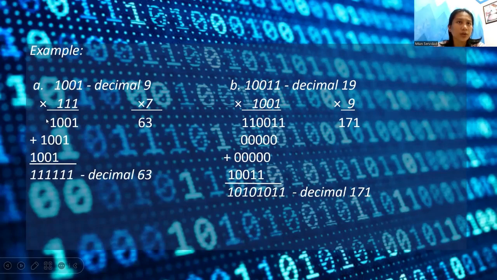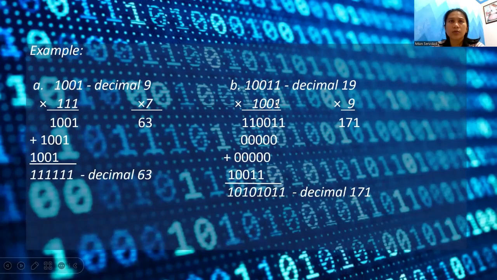1 is equal to 1, so 1 is equal to 0, 1 plus 0 is equal to 1. Decimal value of 11111 is decimal number 16. So letter B is 10011 times 1001.